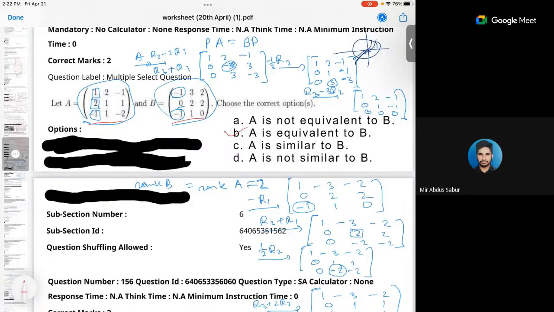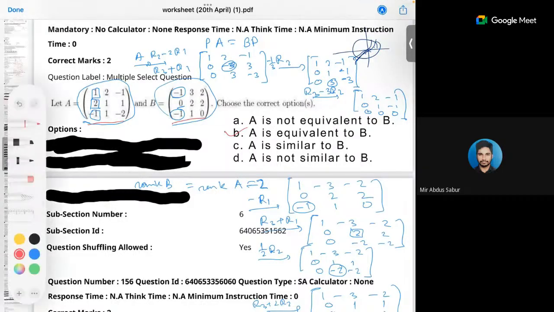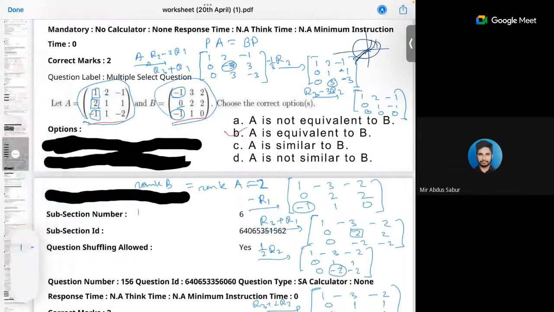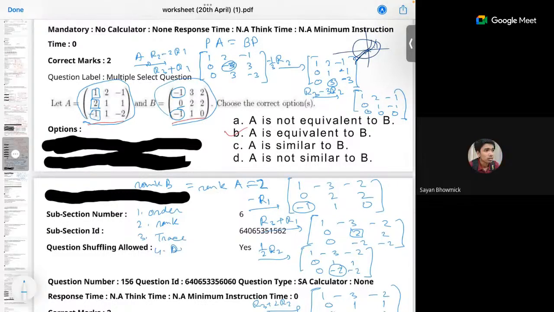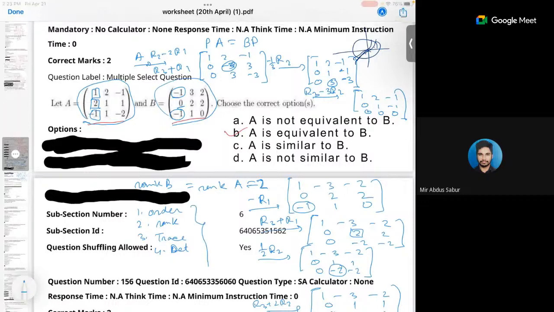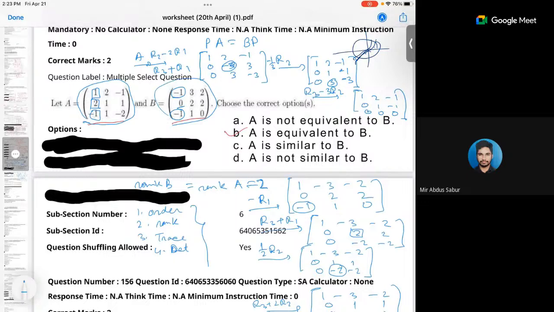And as I told, to disprove similarity, we can go through the order, rank, trace, and determinant. Okay, we can go through this. If these four properties are all satisfied, then we have to go through the definition of similarity. And if any of these fails, then we can tell easily that the two matrices are not similar, right?